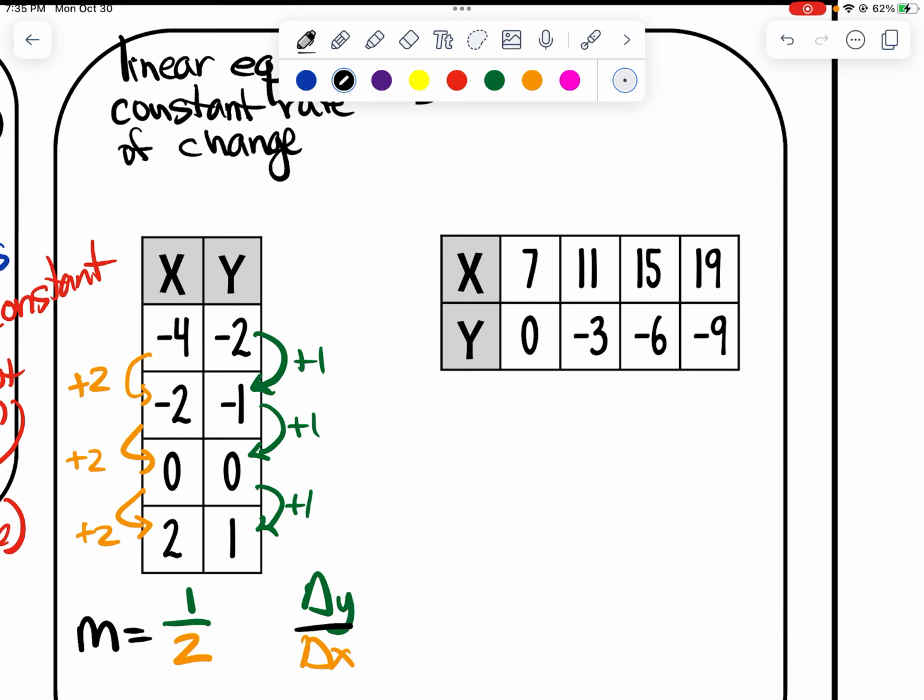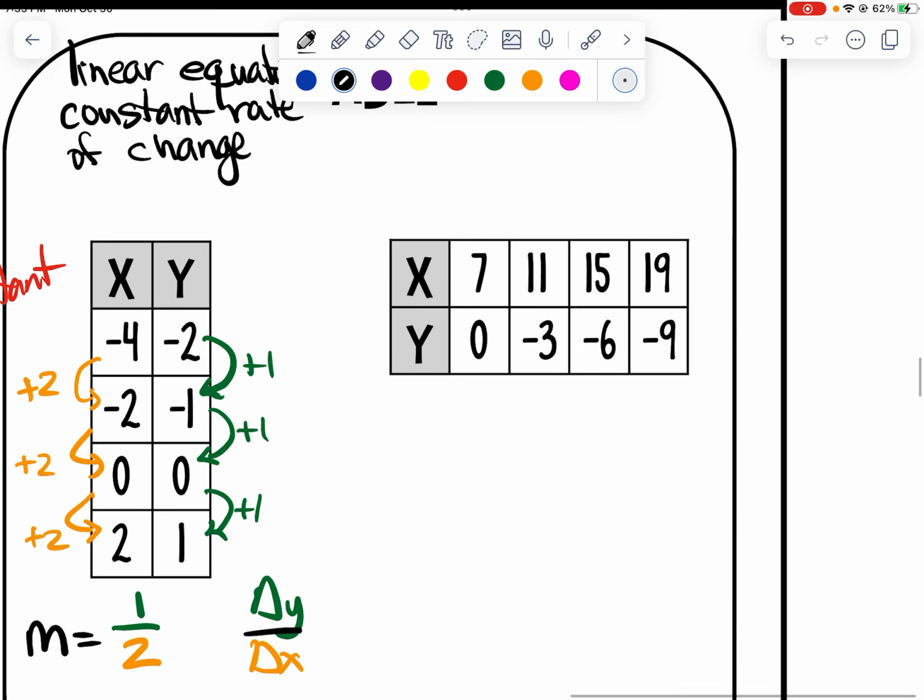Now, if we did it over here, remember my y's are down here. I subtracted 3. I subtracted 3. I subtracted 3. Right here, I added 4. I added 4. And I added 4.